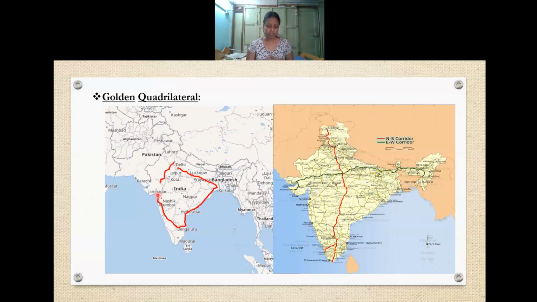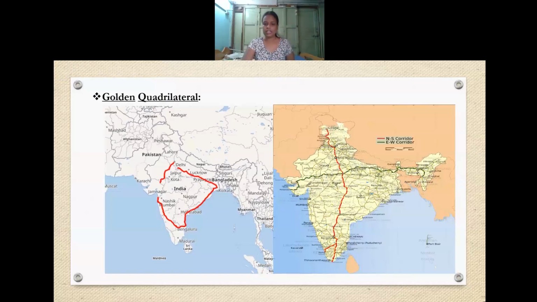This is one kind of super highway constructed by the government of India to reduce the time and the distance between the mega cities. The next one is the north-south, east-west corridor. This was also launched by the government of India to reduce the time as well as the distance from one major city to another. The north-south corridor runs from Srinagar to Kanyakumari, and the east-west one from Silchar in Assam to Porbandar in Gujarat. This connects the east and west.